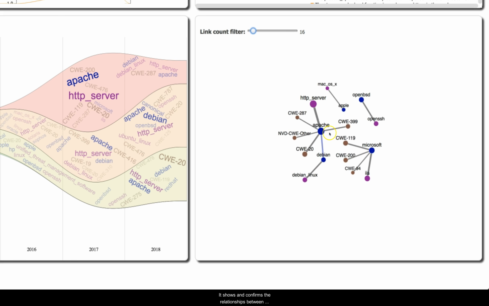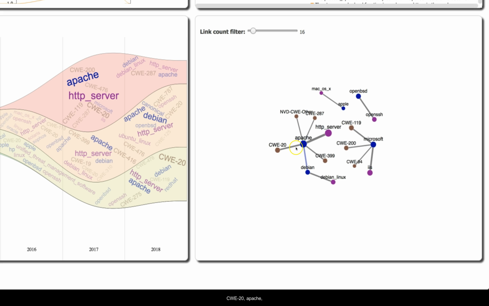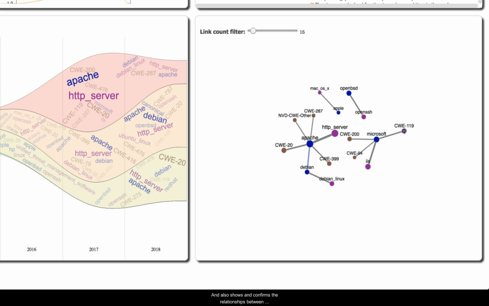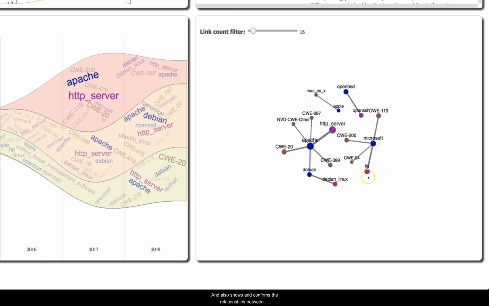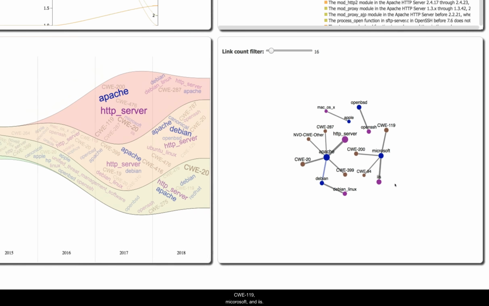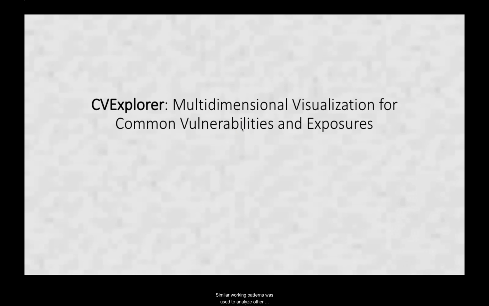It shows and confirms the relationships between CWE-20, Apache, and HTTP Server, and also shows the relationship between CWE-119, Microsoft, and IIS. A similar working pattern was used to analyze other use cases reported in our paper.